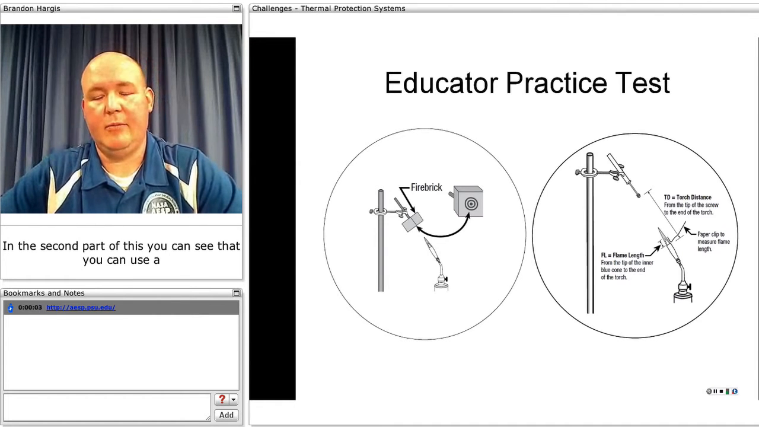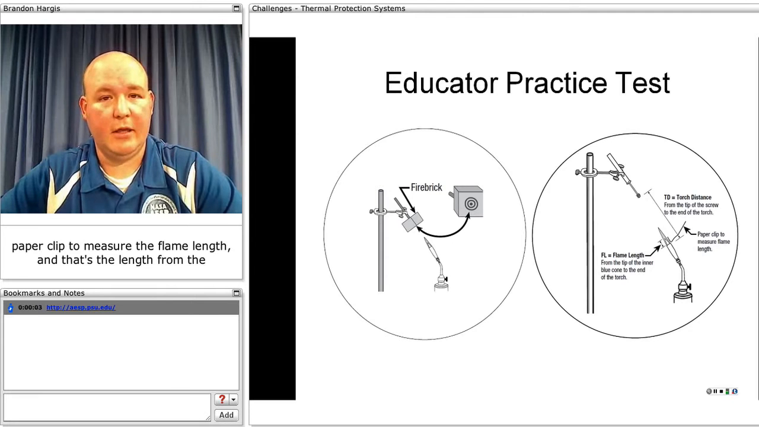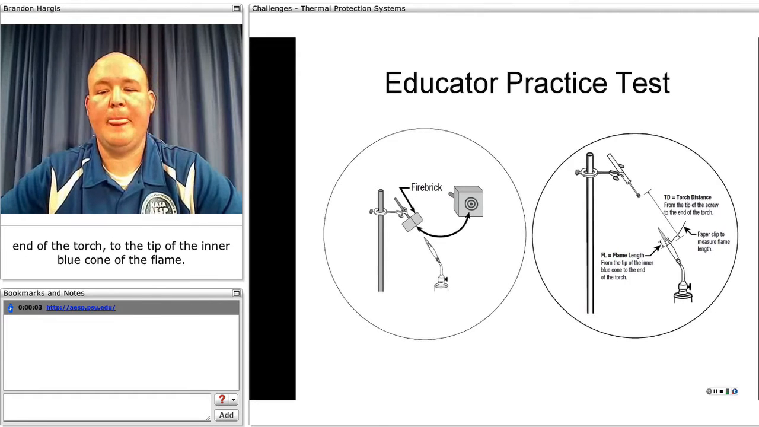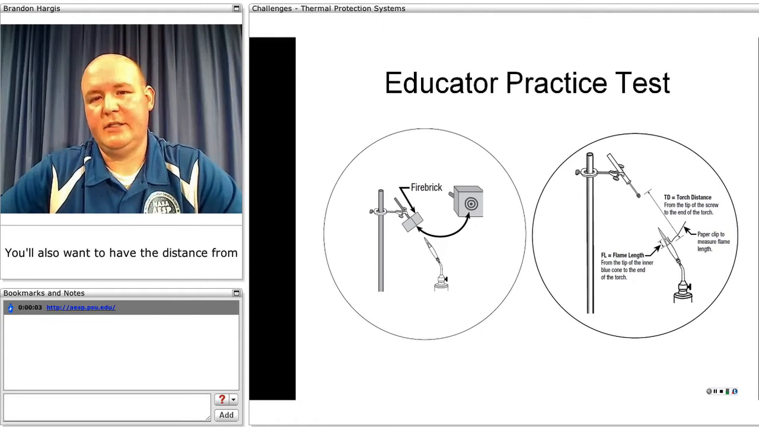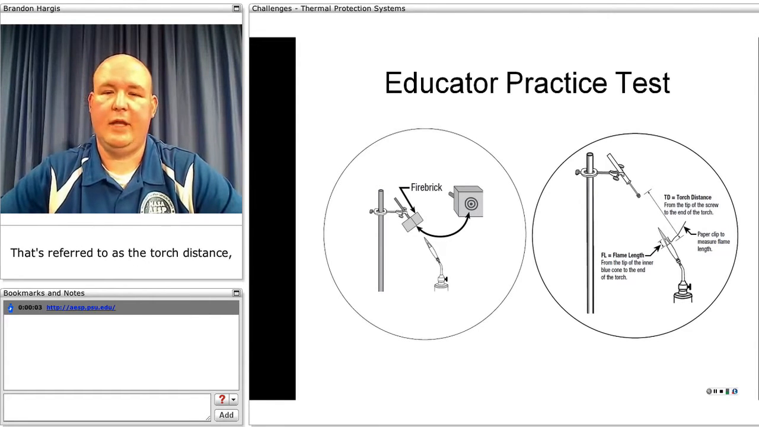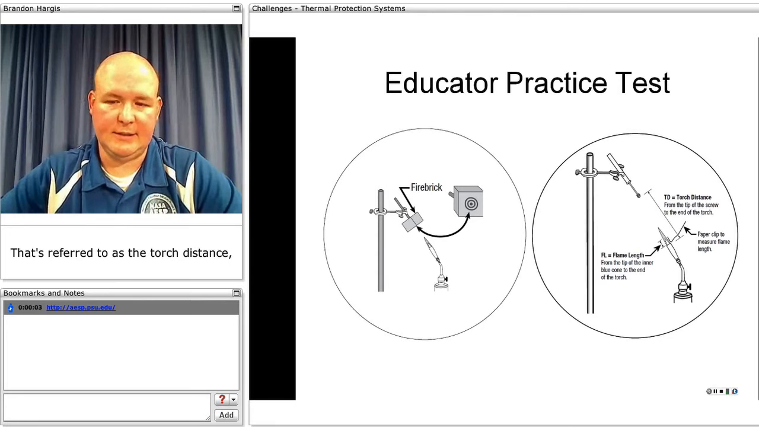And then the second part of this, you can see that you can use a paper clip to measure the flame length, and that's the length from the end of the torch to the tip of the inner blue cone of the flame. You also want to have the distance from the tip of the screw to the end of the torch, and that's referred to as the torch distance.